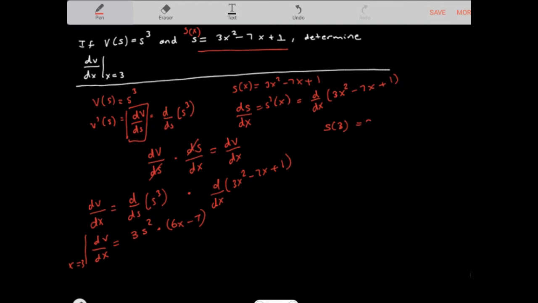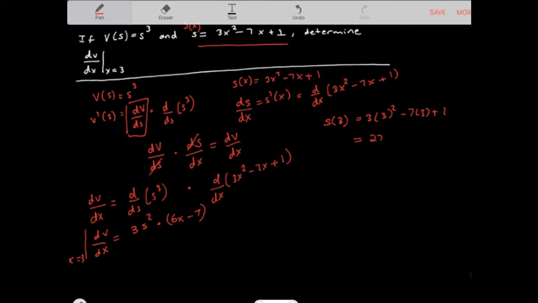S of 3 is equal to 3 times 3 squared minus 7 times 3 plus 1, which is equal to 27 minus 21 plus 1, which is basically 7. So s of 3 is equal to 7. Well, we can actually plug in this value into s, because we're going to eventually plug in s in terms of x either way, it's just going to be the same thing. So this is 3 times 7 squared times, now everywhere I see x, I'm going to plug in 3. So you get 6 times 3 minus 7.